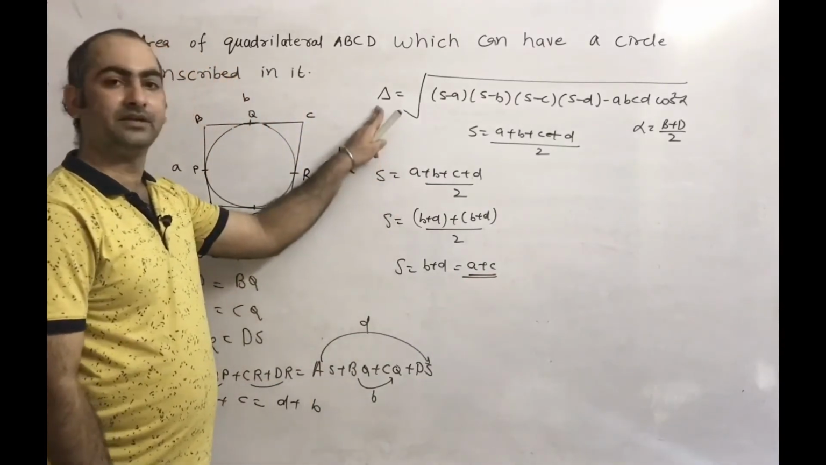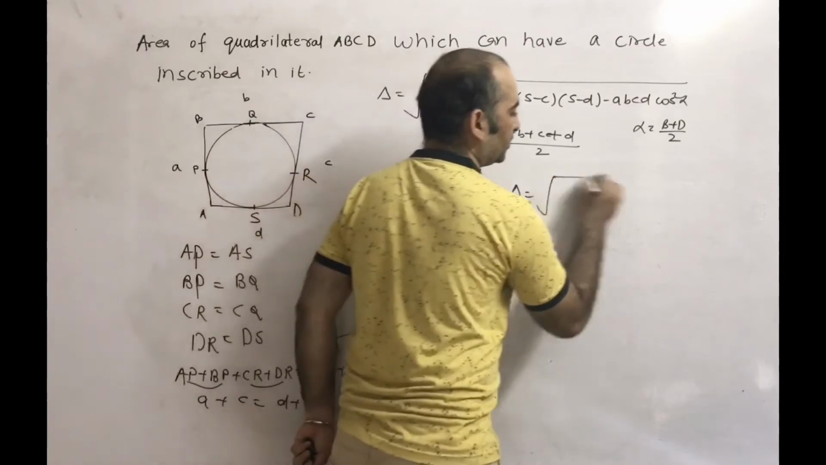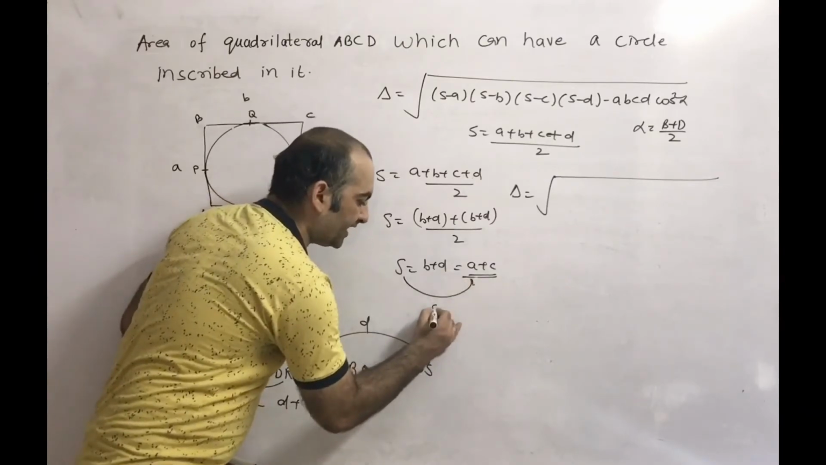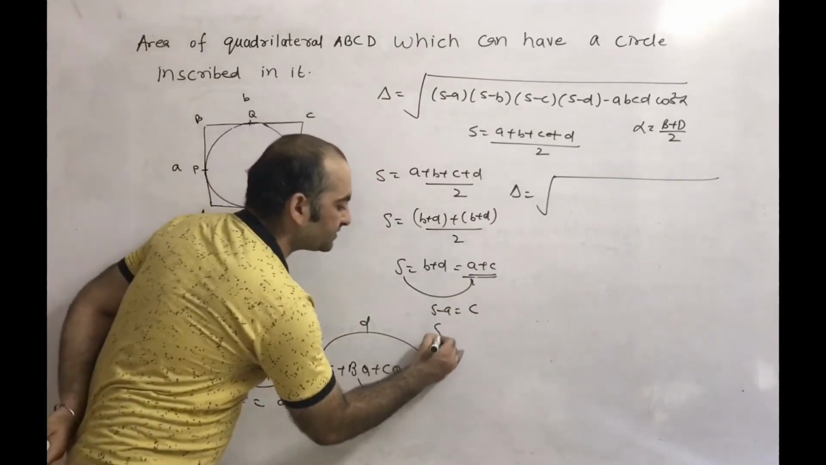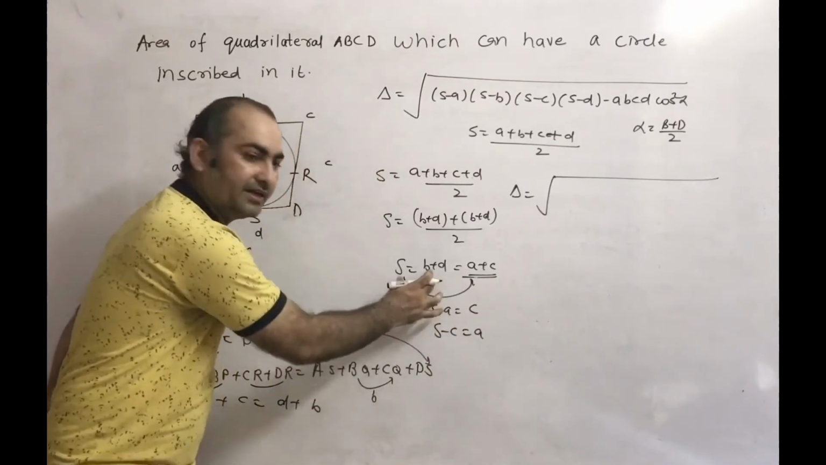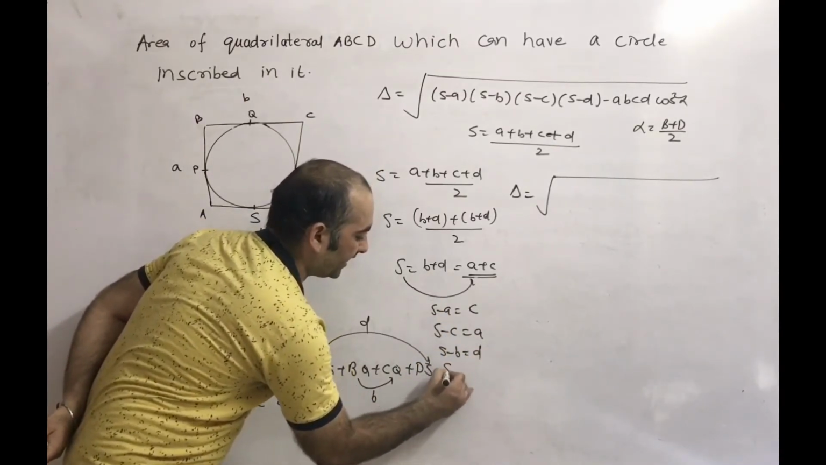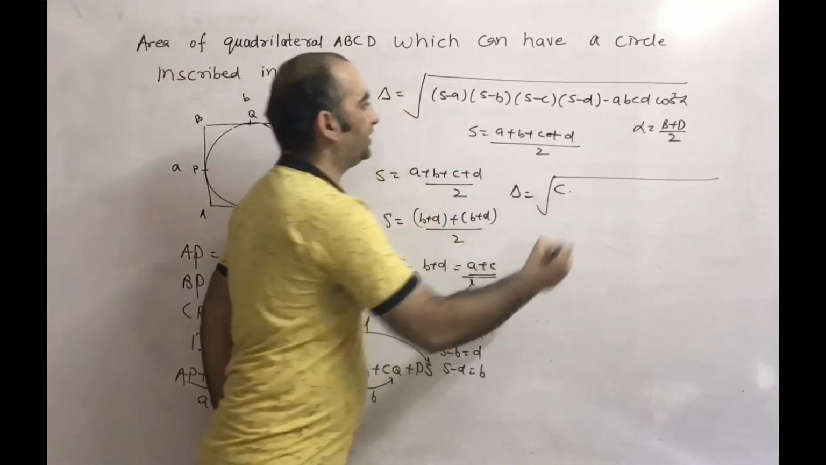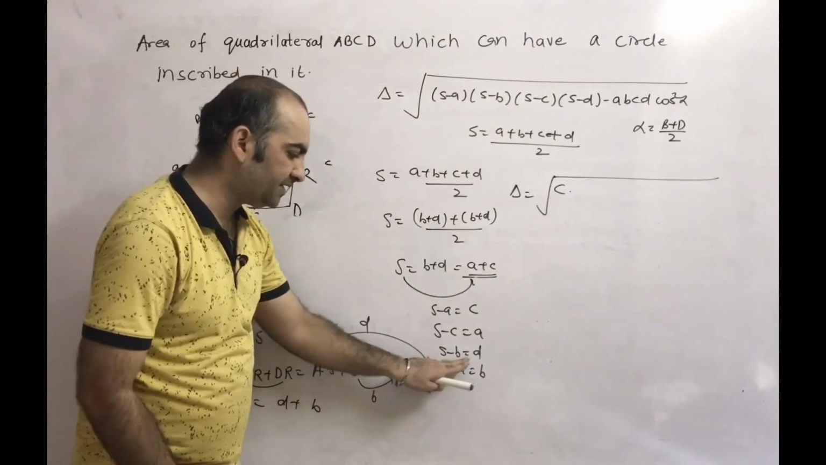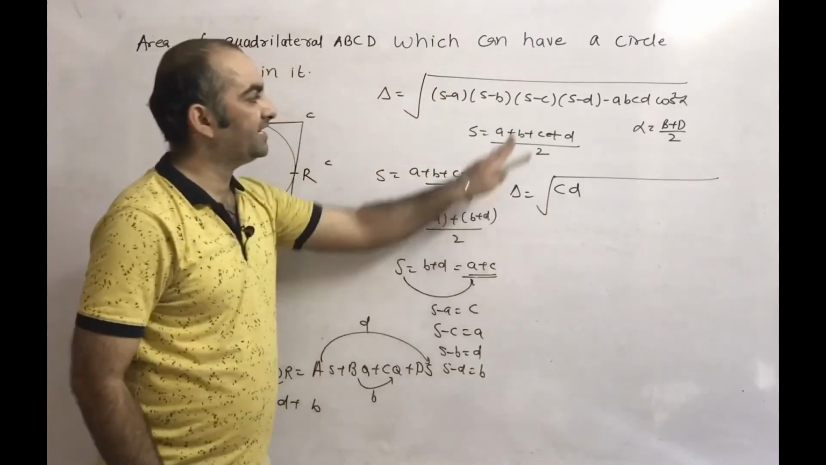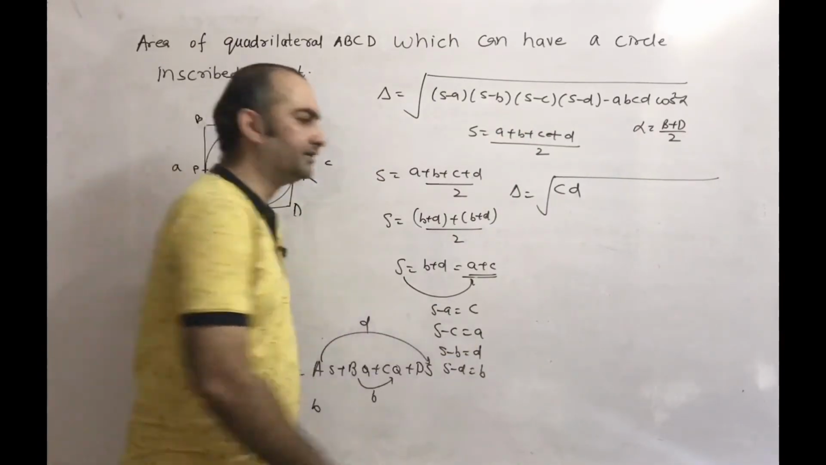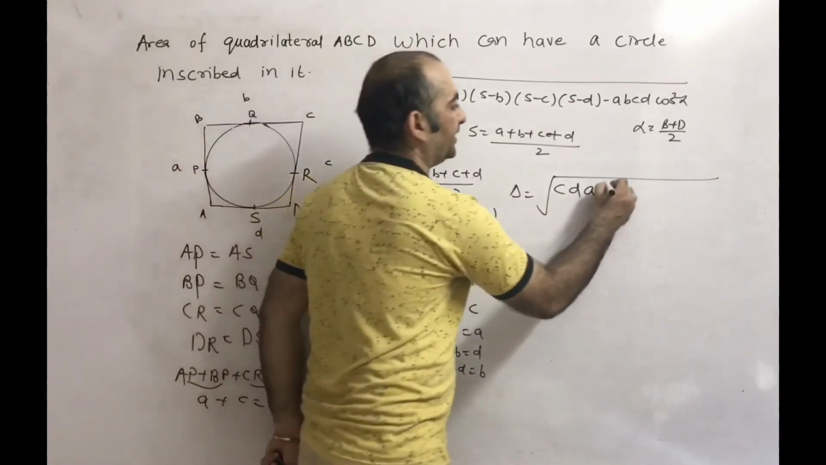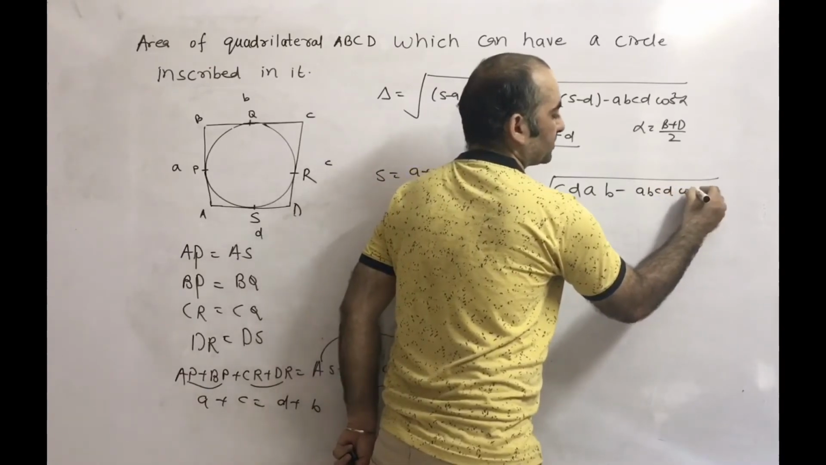Okay, so from here, delta will be root over... What is S minus A? If you equate these two, S minus A equals C. Similarly, S minus C equals A. From here, S minus B equals D, and S minus D equals B. So S minus A is C, S minus B is D, S minus C is A, and S minus D is B. So this will come out as ABCD minus ABCD cos square alpha.